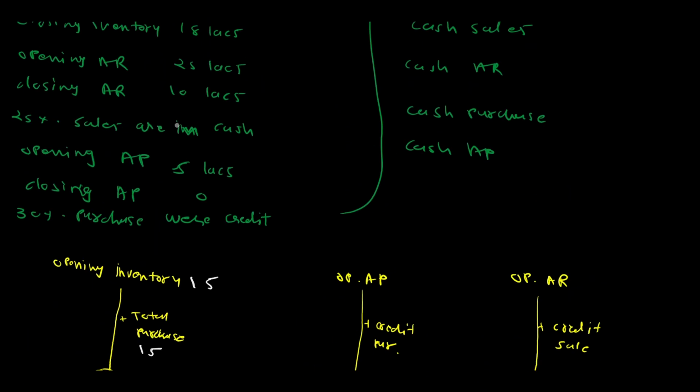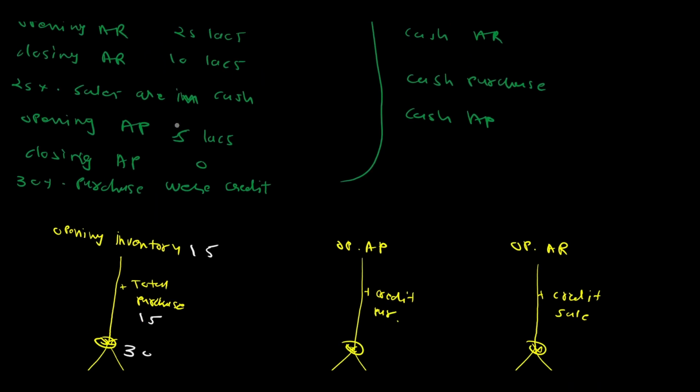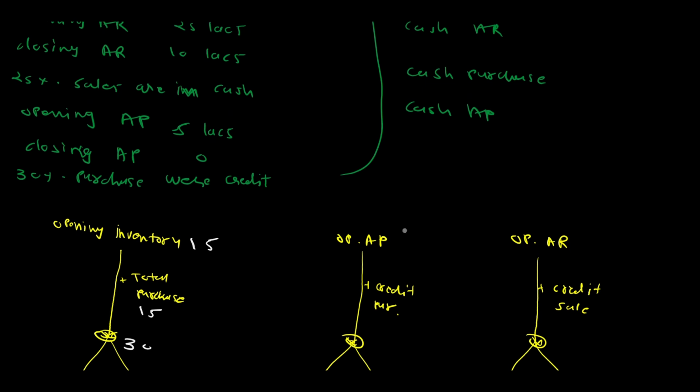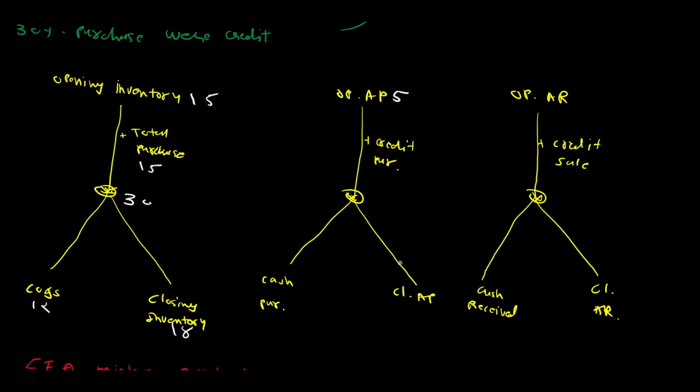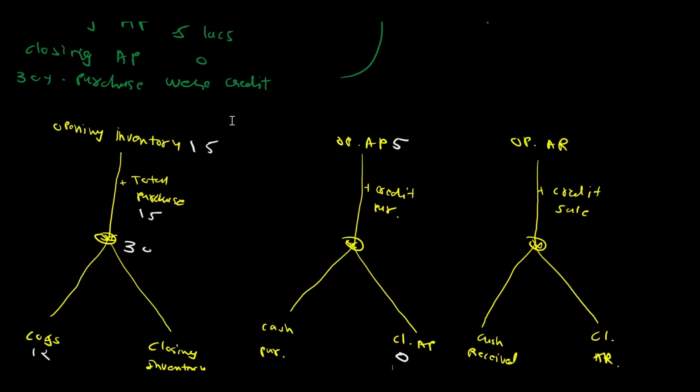Then move to the AP. AP means opening payable is 5, closing is 0. And here the middle part is credit purchase. Total purchase is 15, and 30% of the purchases were on credit.